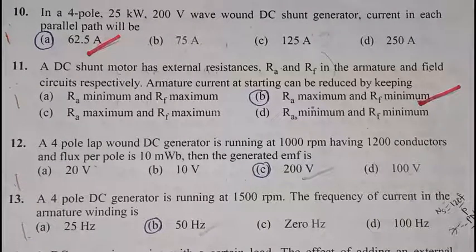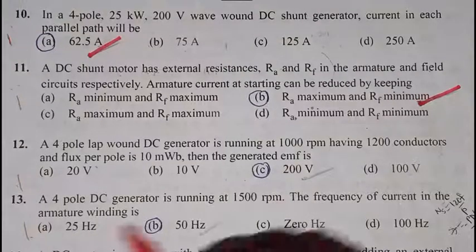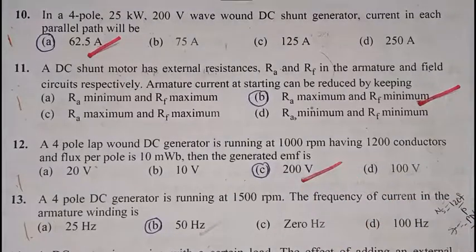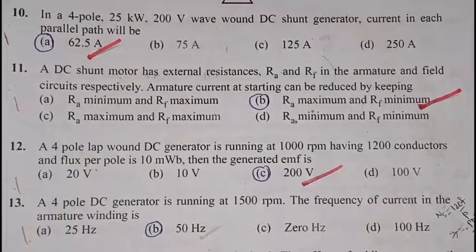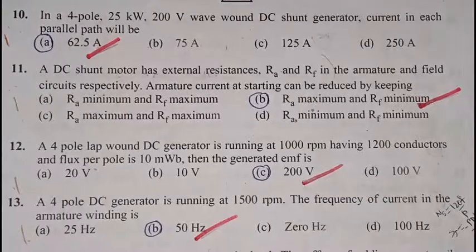A 4-pole lap wound DC generator is running at 1000 rpm and having 1200 conductors and flux per pole is 10 milliweber. Then the generated EMF is. Answer C. 200 volts. Question number 13. A 4-pole DC generator is running at 1500 rpm. The frequency of current in the armature winding is. Answer B. 50 Hz. Question number 14.